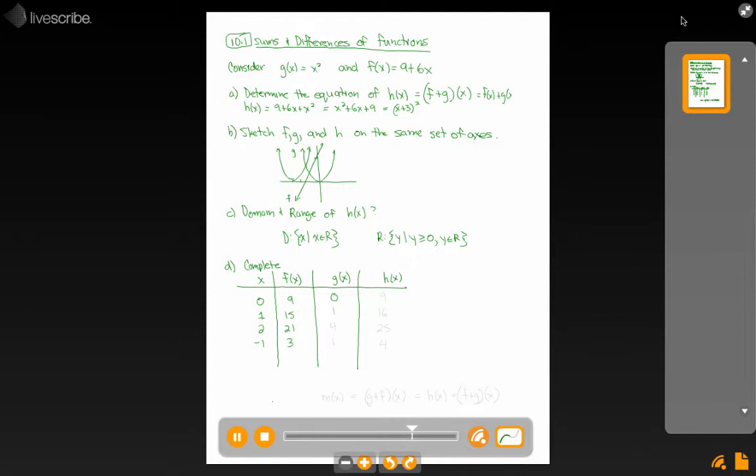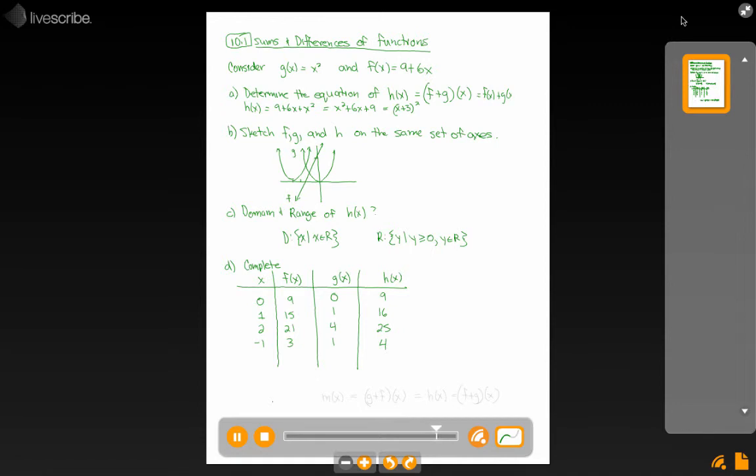0 squared is 0, 1 squared is 1, 2 squared is 4, negative 1 squared is 1. h of x is just the sum of those two things. So 9 plus 0 is 9, 15 plus 1 is 16, 21 plus 4 is 25, 3 plus 1 is 4. And again, plotting these points, if we had a big piece of graph paper, you might be surprised to discover that they fall on the parabola of y equals (x plus 3) squared. But it's just an interesting way of looking at functions, adding them up.